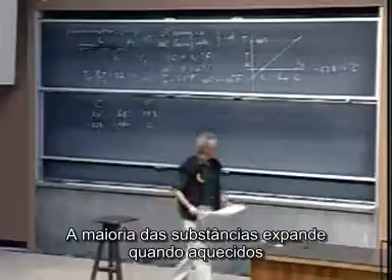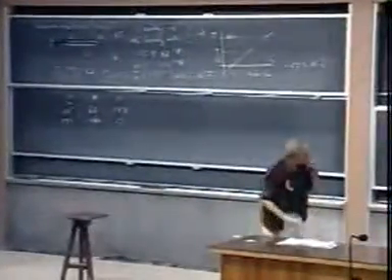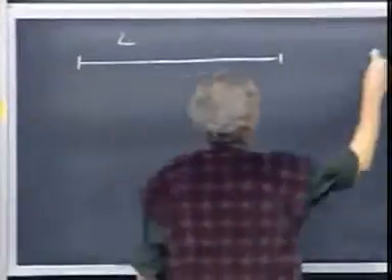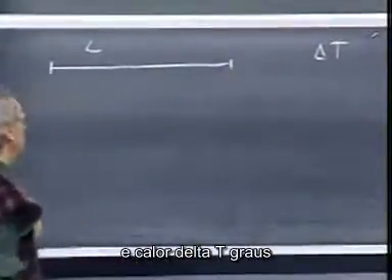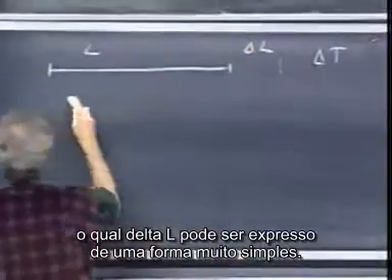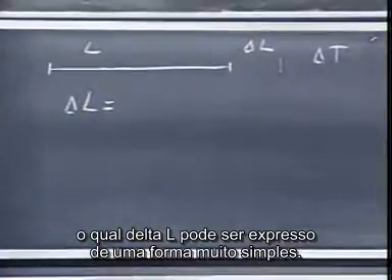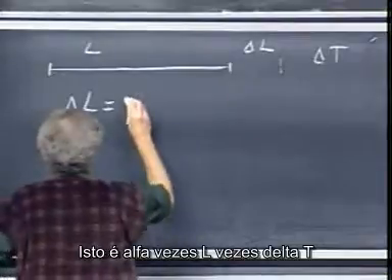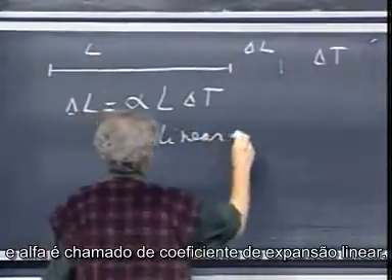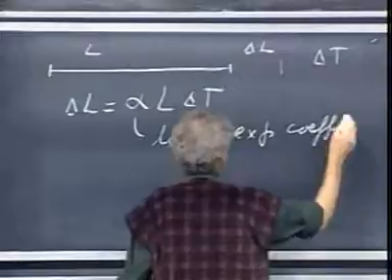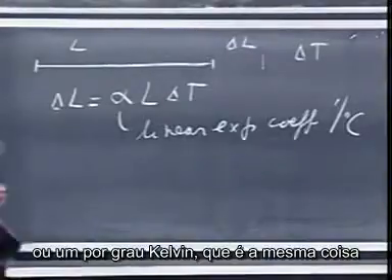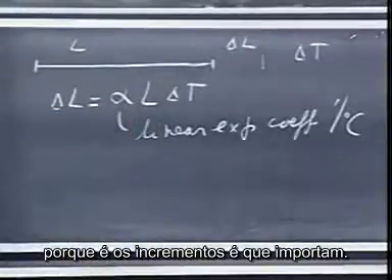Most substances expand when you heat them. If we start with an object which has length L, and I heat it up delta T degrees, it gets longer by an amount delta L. And that delta L can be expressed in a very simple way. It is alpha times L times delta T, and alpha is called the linear expansion coefficient. The units are 1 over degree centigrade, or 1 over degree Kelvin, which is the same, because it's the increments that matter.